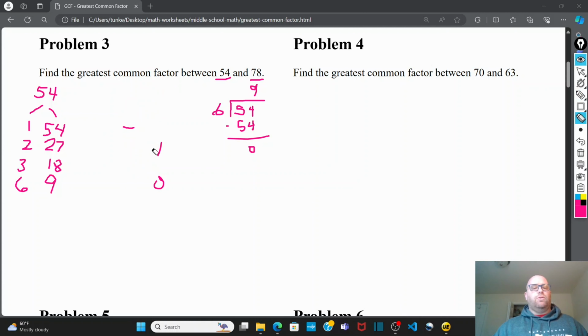Now let's go take a look at 78. Now you may have to go past the divisibility rules of 10 here sometimes, but not in these middle school type problems usually. Okay, so now let's look at 78.